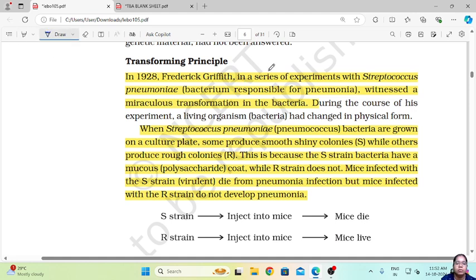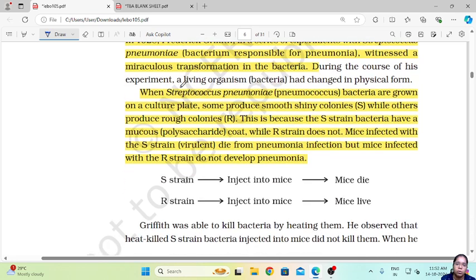In his experiment, he took Streptococcus pneumoniae, the bacterium responsible for pneumonia, and witnessed a miraculous transformation in the bacteria. This was how he developed the transforming principle, using the Streptococcus pneumoniae bacteria which cause pneumonia in the organism.